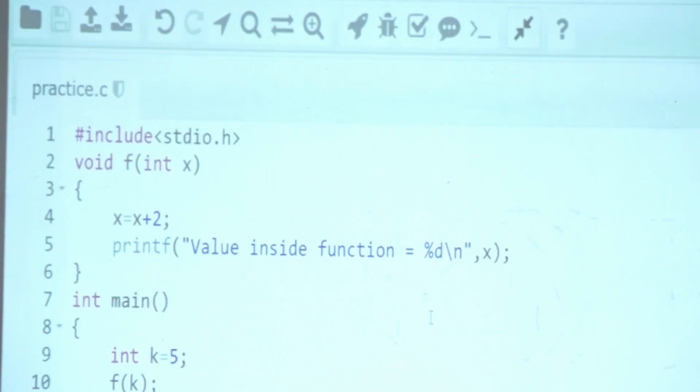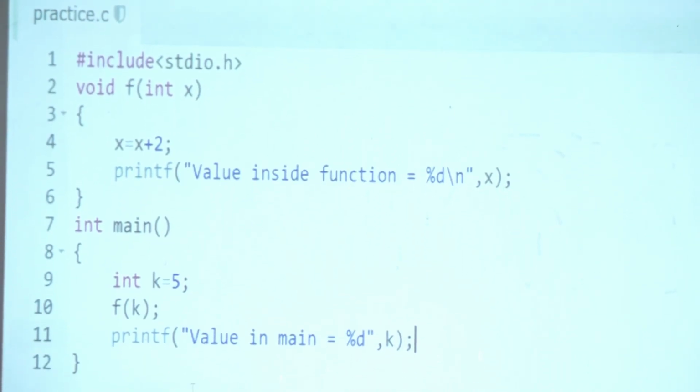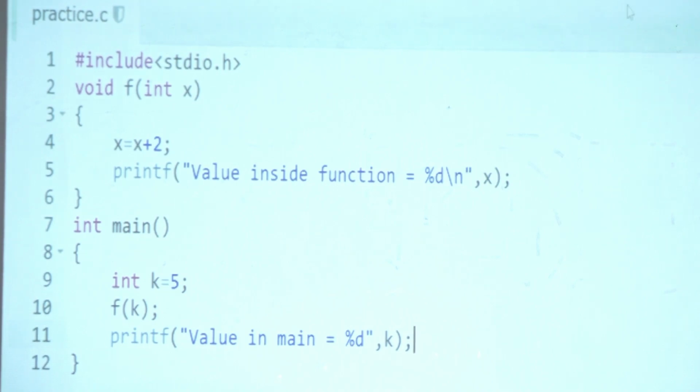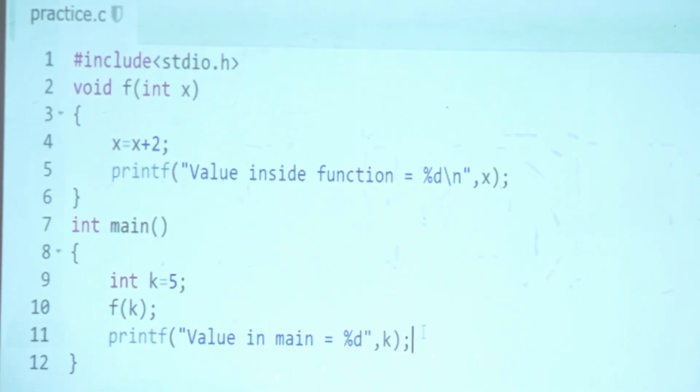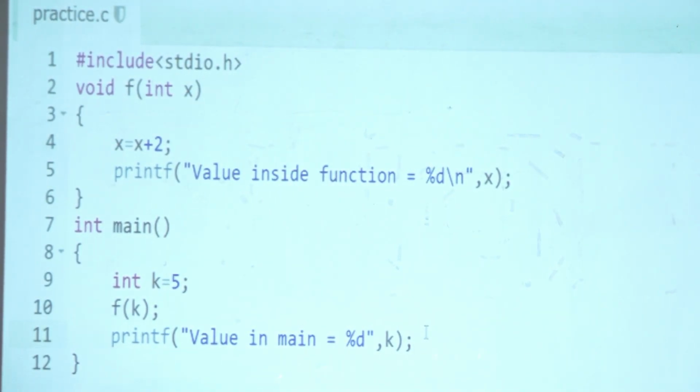Now, there is something which is not correct, right? Not correct in the sense, something which doesn't gel. I am calling that function with k as a parameter. K is my actual parameter, agreed? K is received by the function. What is the function doing to k? Adding 2 to it, correct? And then, that's it.